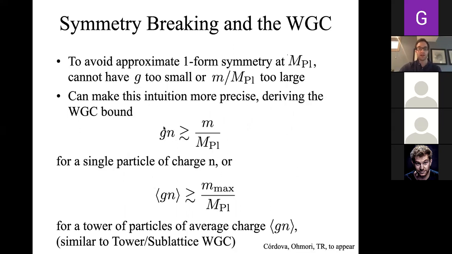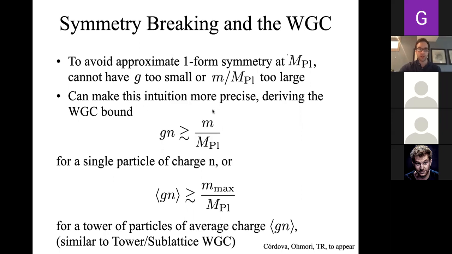The weak gravity conjecture says that you need either the charge to be sufficiently large or the mass to be sufficiently small. You can't take g to 0 or m to infinity with the other one held fixed. We can make this intuition more precise, as you can see in our forthcoming paper or in my talk from the 2019 Swampland workshop in Madrid.